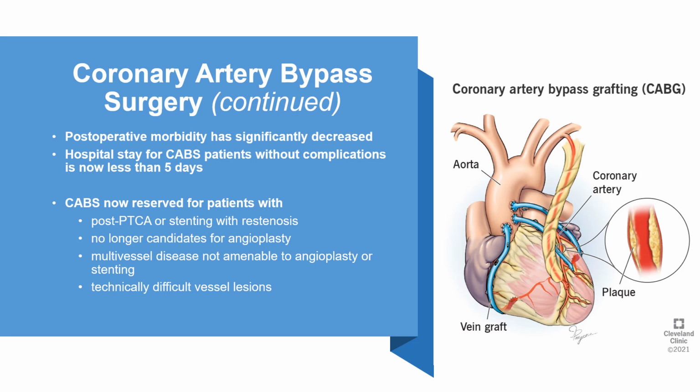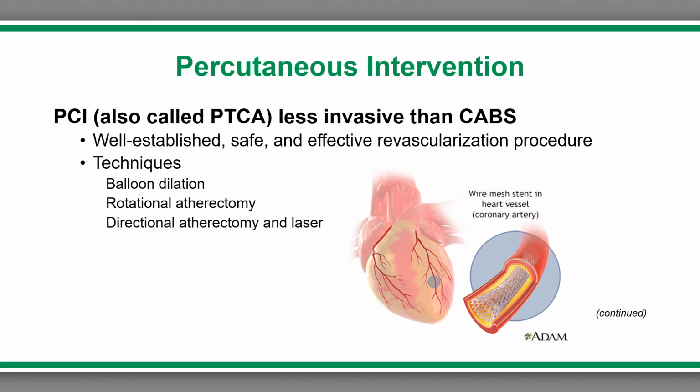So coronary artery bypass surgery, or CABS, was also known as cabbage, and it was coronary artery bypass graft. So you'll see cabbage or CABS. PTCA, or percutaneous transluminal coronary artery angioplasty. If a stent is added, it's called percutaneous intervention.